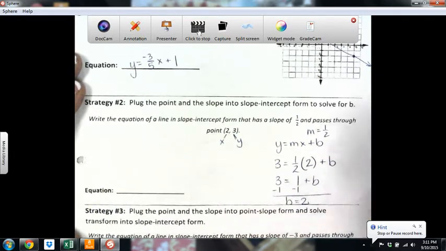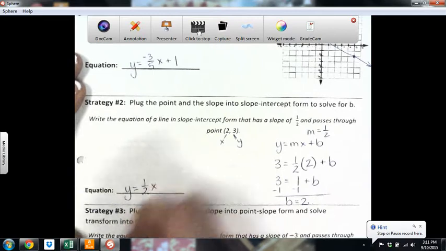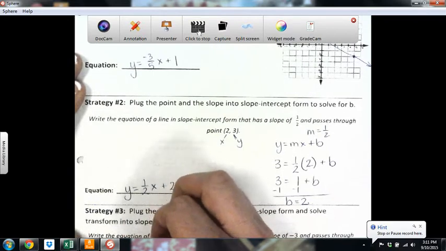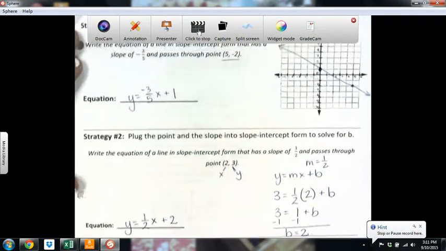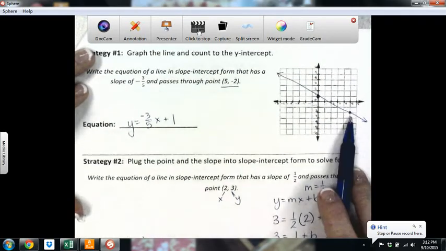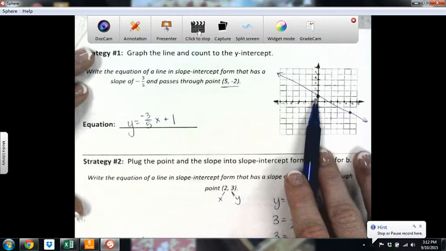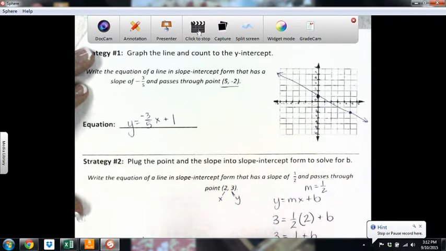Now I know both my slope and my y-intercept, and I can simply plug it into my equation. y equals 1/2 x plus 2. So that's strategy number 1. Number 2. Strategy number 1 asks us to graph the point they gave us and count towards the y-intercept. That only works if the y-intercept is a whole number.